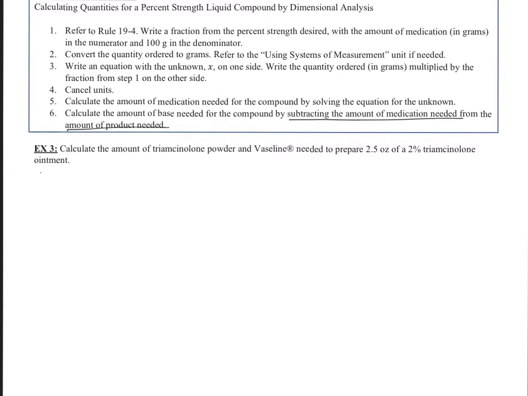So step 1, referring to rule 19.4, we're going to go ahead and write the 2% as 2 grams of, not entirely certain how to say that one, divided by the 100 grams.